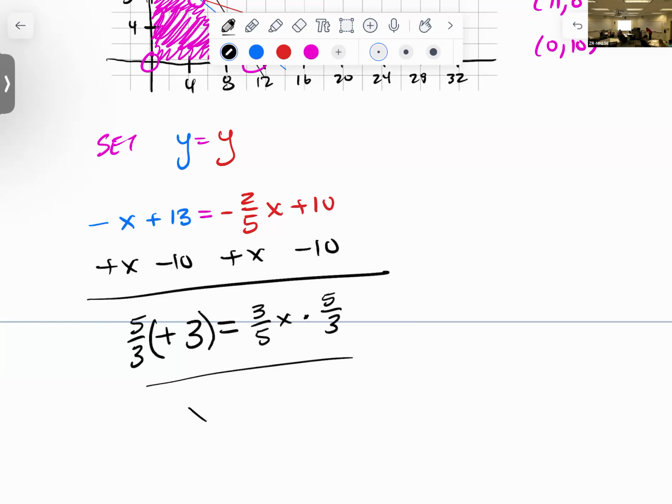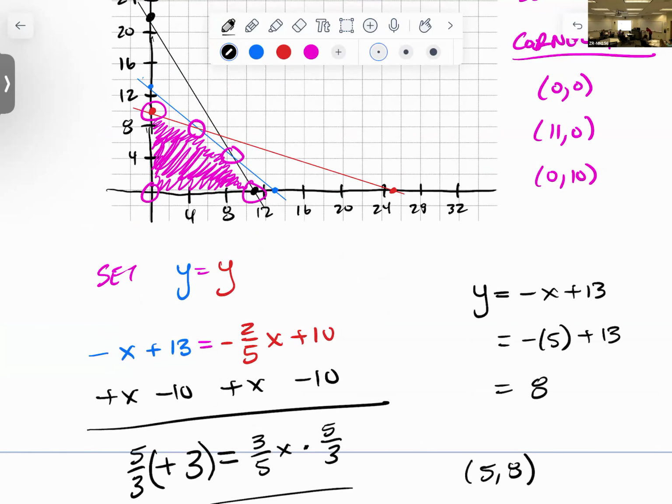And now look, x equals 5. Oh, it did come out to a number, that's excellent. y equals negative x plus 13. So negative 5, plug that in, plus 13. Gives me y equals 8, and I could plug it into the other one too, but let's just leave it there. So the intersection of that one is 5, 8.